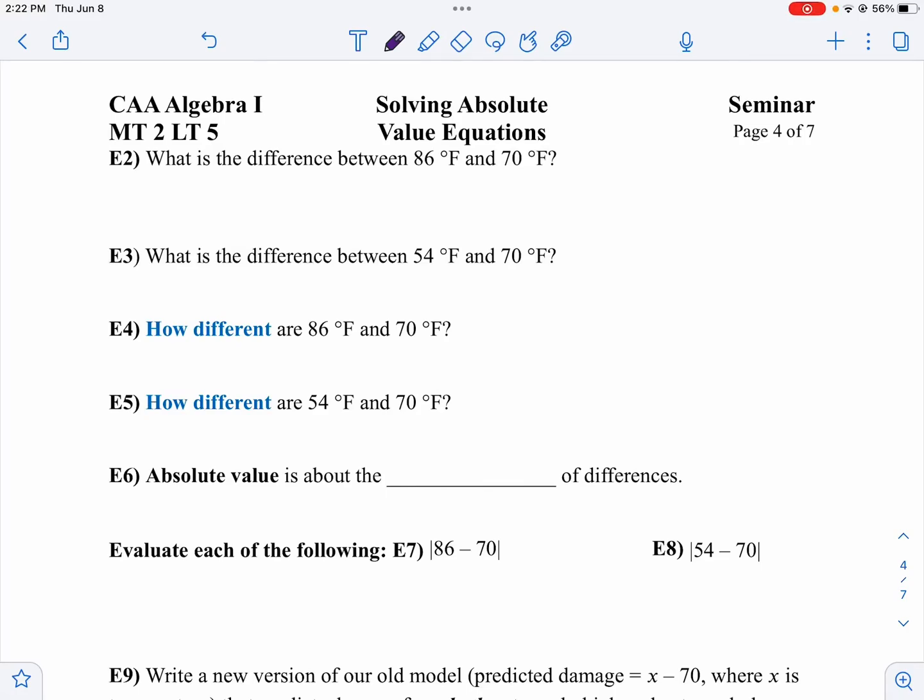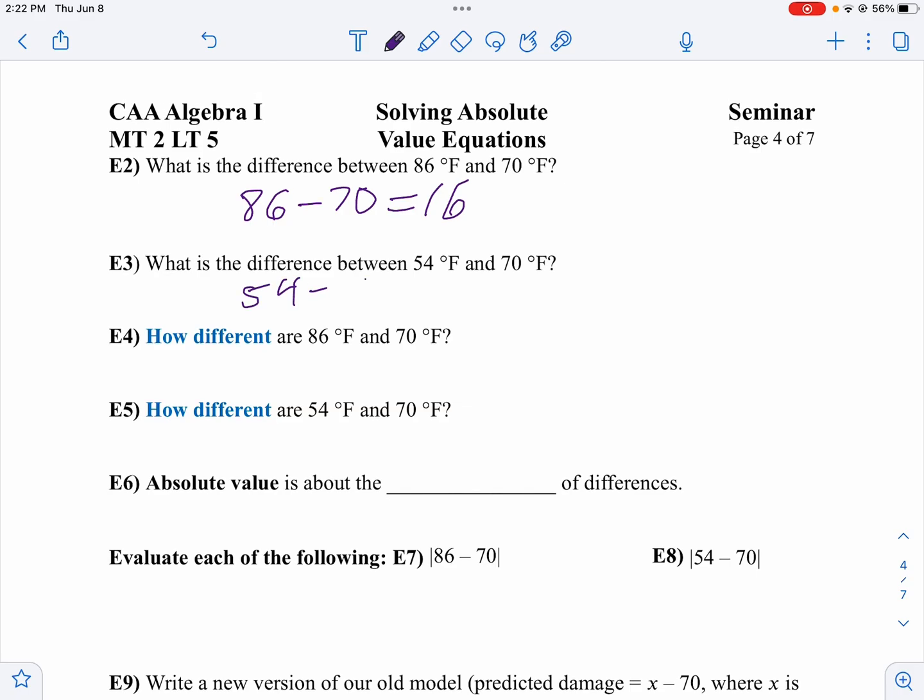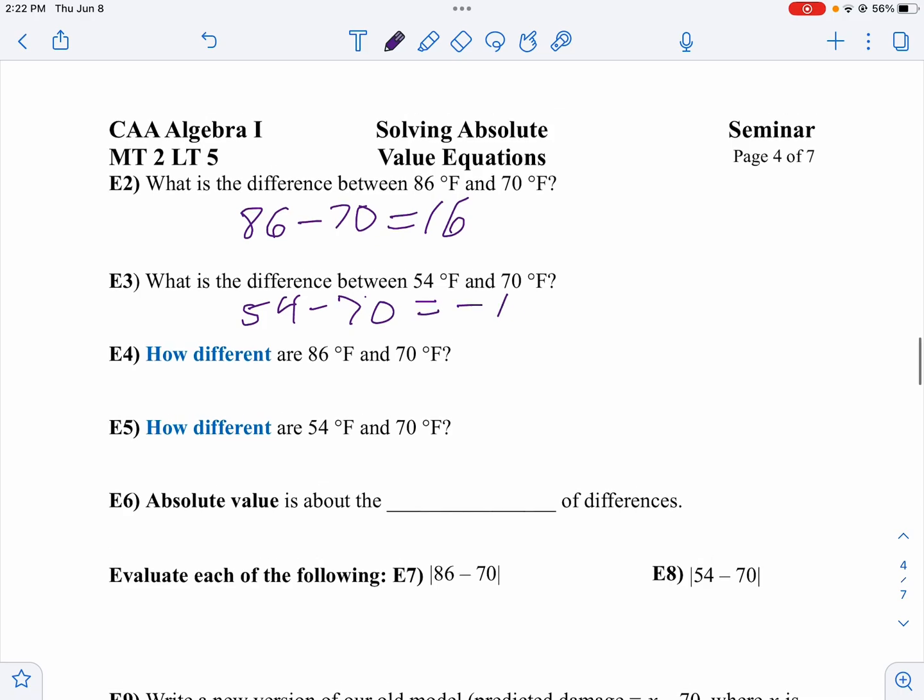In example 2, we're going to find the difference between 86 and 70. So I'm going to take 86 minus 70. Notice that's 16. What's the difference between 54 and 70? So if I go 54 minus 70, notice 54 is smaller, so it's negative. That'll be negative 16, won't it?